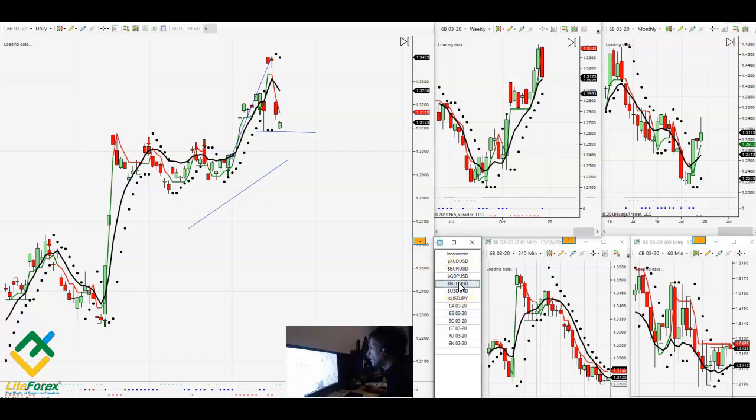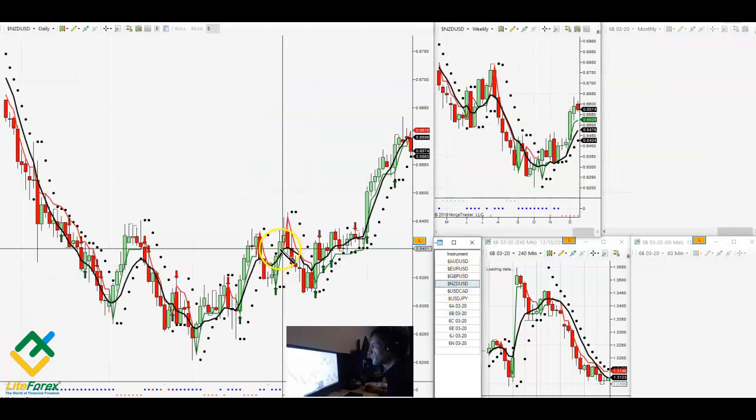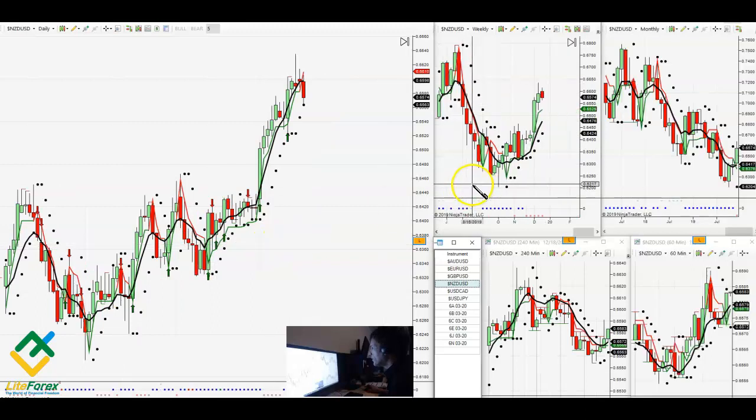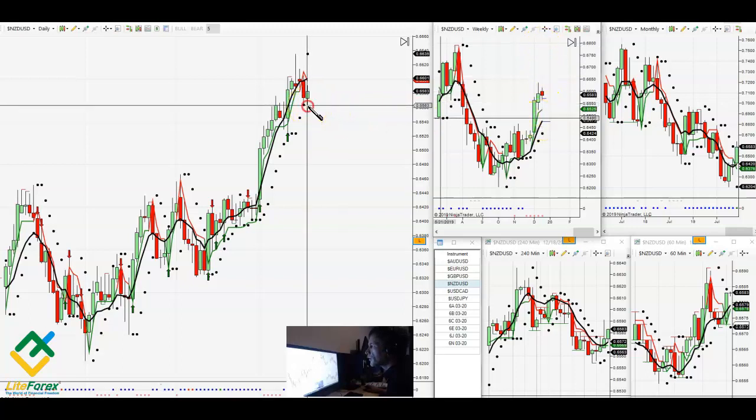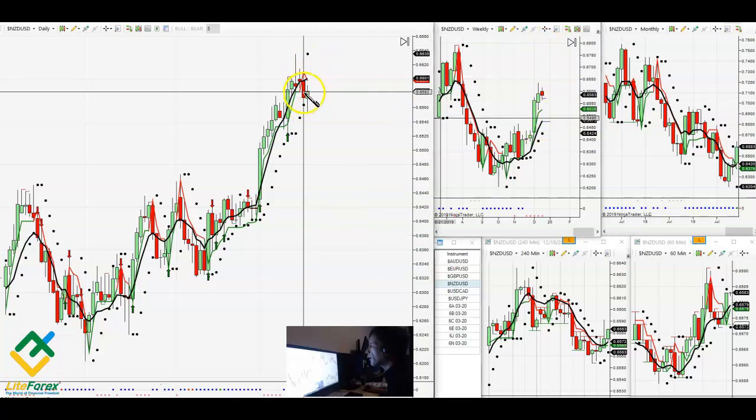Okay, New Zealand USD. Okay, New Zealand USD is definitely overextended just based on the weekly. I think this could definitely come back more. Whenever you have this gap between where the moving average is and price, it's going to want to come back a bit. It's not typically going to just continue going straight up without pulling back. So there was a bit of a recovery today.